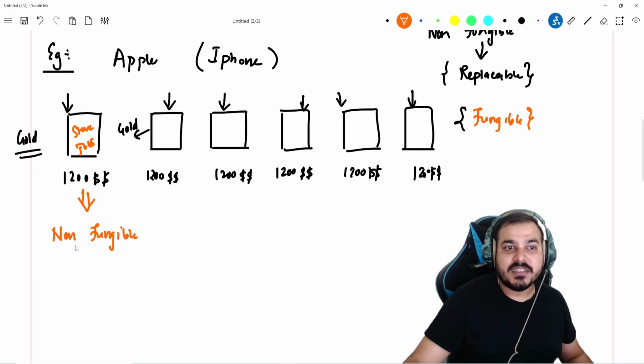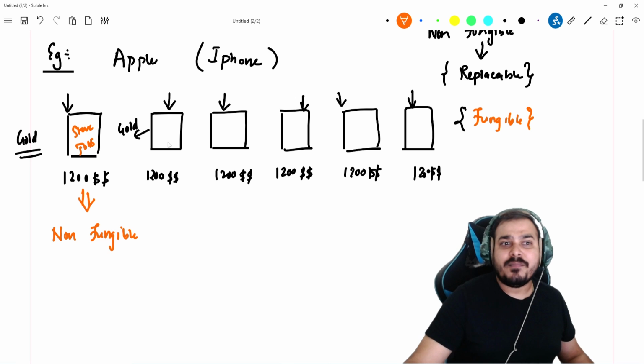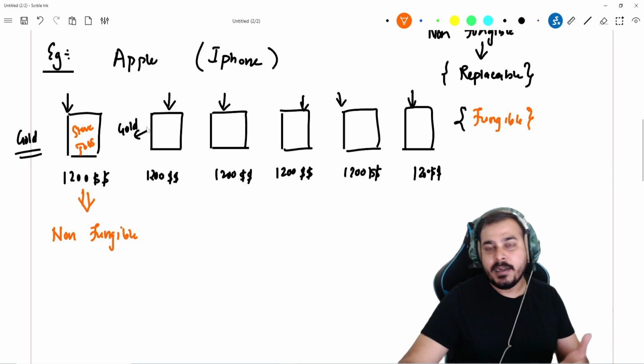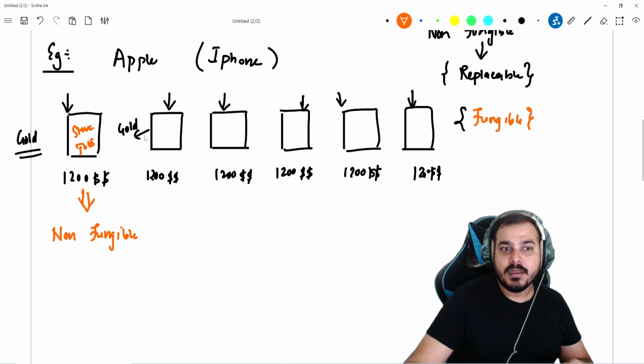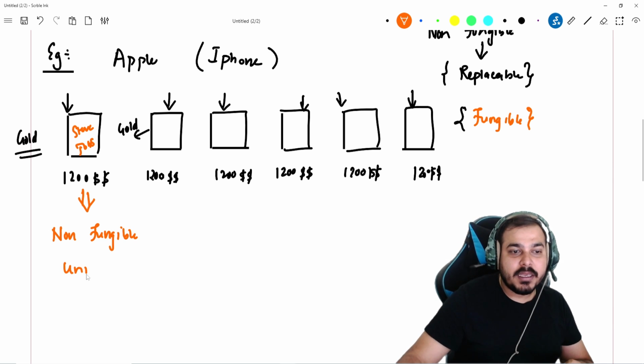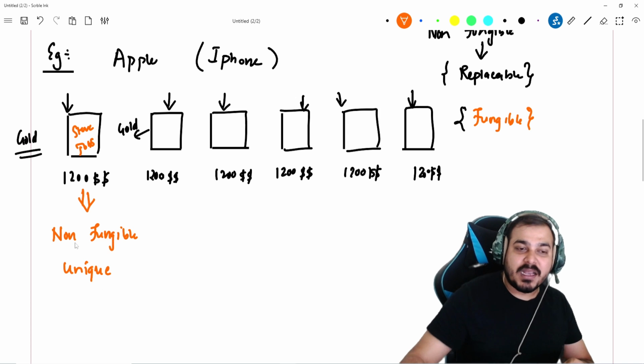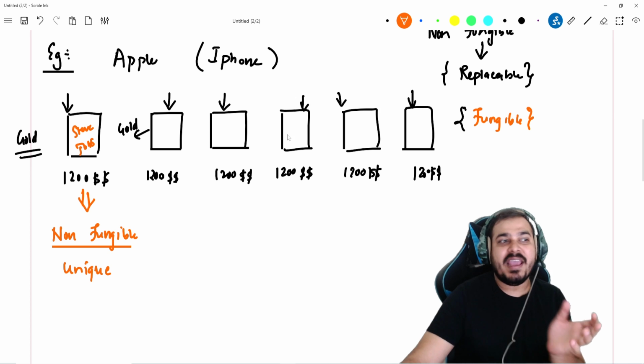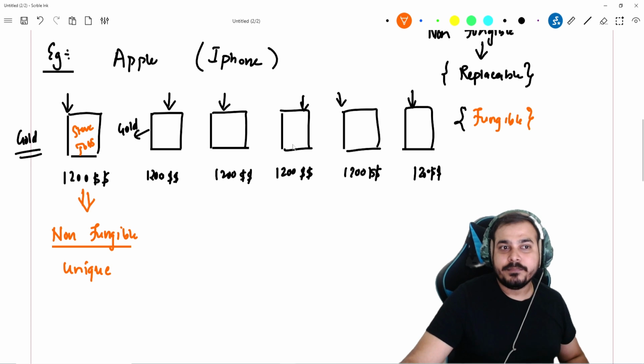So when I say non-fungible, obviously Apple cannot come up with another phone which will have the real Steve Jobs sign behind it or anywhere in the phone itself. So this becomes a unique product. Now when this becomes a unique product, it is non-fungible and it cannot be replaced by any other phones that are available over here. Right?